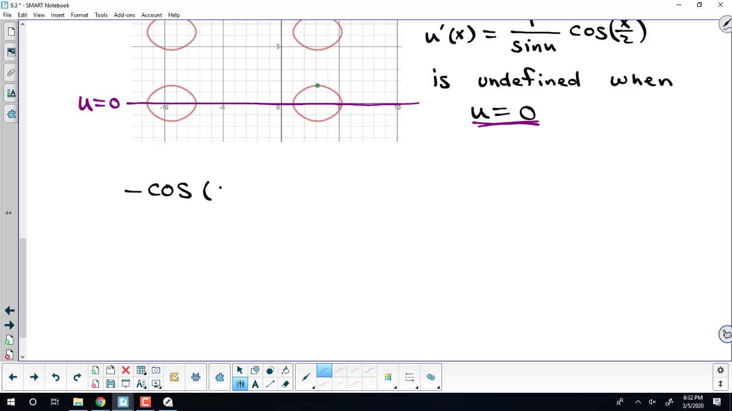cosine of u is undefined when u is equal to 0, because we want to figure out all of these horizontals, those are all of our u values. We know that it's undefined here. We want to find this value and this value. So when u is 0, it's undefined. Well, what are my x values that come out of that? So we're going to use our implicit solution to solve for x.